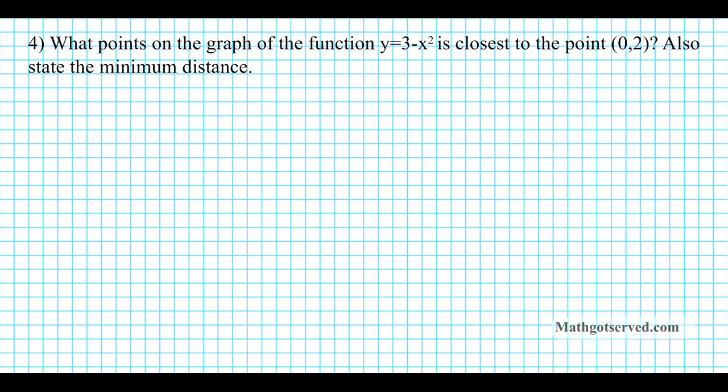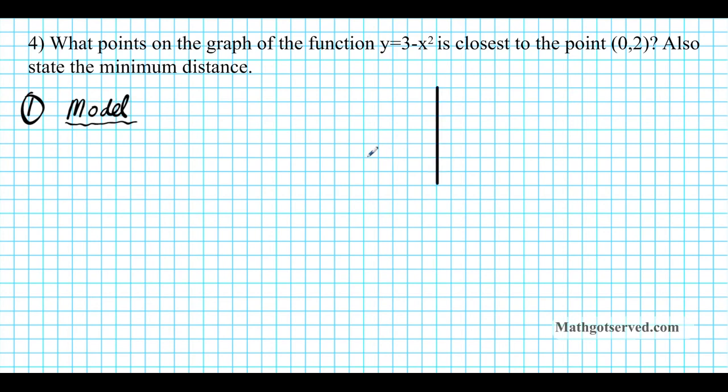Number 4, it says, what point on the graph of the function y equals 3 minus x squared is closest to the point (0, 2)? Also state the minimum distance. Alright, so let's start with part 1, where we're to create a model. To accomplish this, I'm going to try and sketch the graph of the situation, sketch the curve and the point.